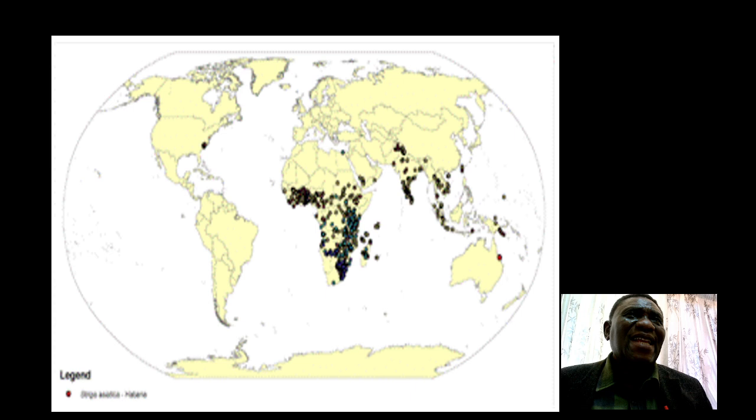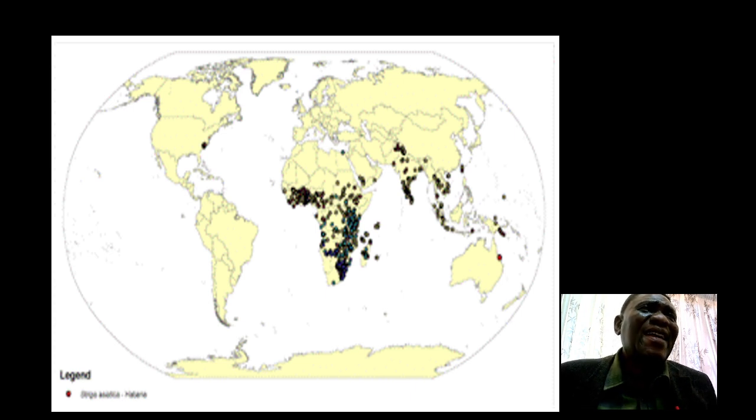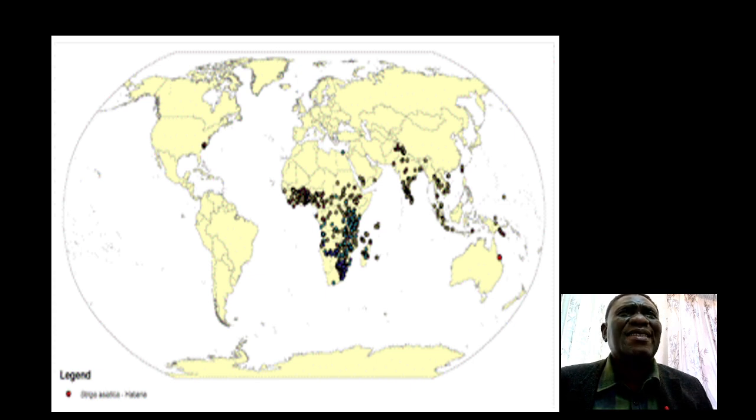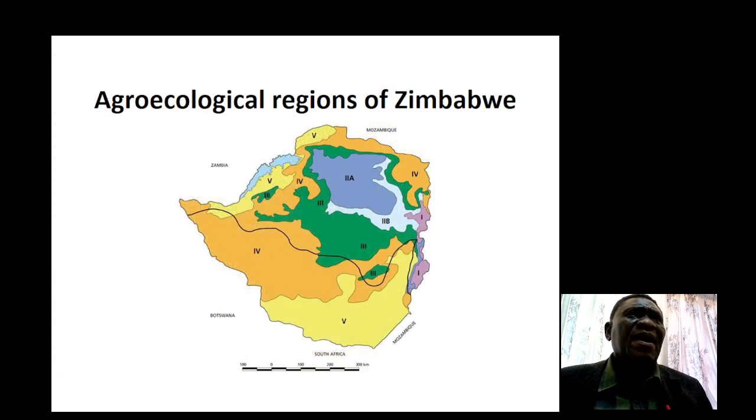If you see those dotted areas, this is where we find the Striga species. You can see in Africa, this is where we have a lot. Of course, they are in Asia, we do have some of them, even Australia, a small bit in the US. In Zimbabwe, the Striga species or parasitic weeds are found everywhere across the agroecological zones or regions.